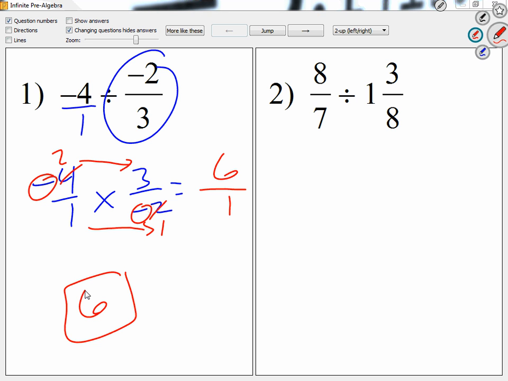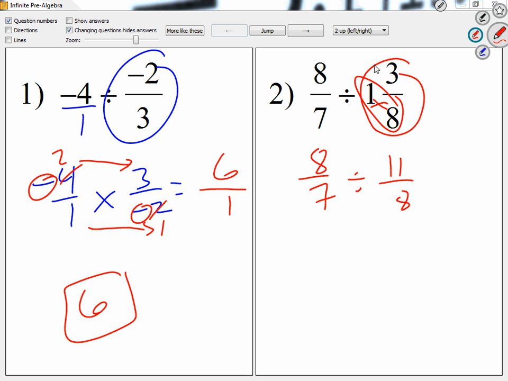Question number 2, we have a mixed number. So first of all, let's take care of the mixed number, change it to improper. So I'm just going to have 8 over 7 divided by 11 over 8. Remember my 11 because I went 1 times 8 plus 3. Right, that's how I got the 11. Alright, so now I'm going to switch this to multiplication. I'm going to go 8 over 7 times 8 over 11.